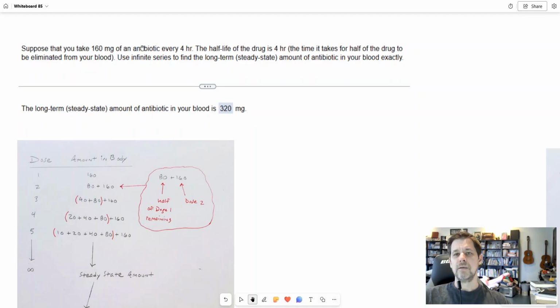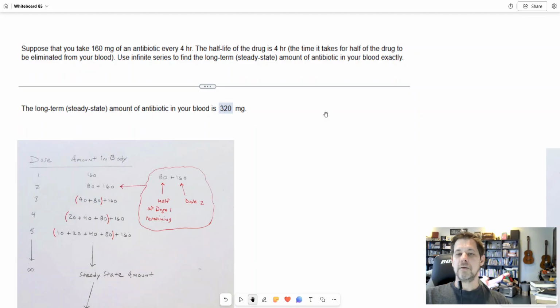Okay, so it says that we take a dose of 160 milligrams of an antibiotic every 4 hours, and the half-life of the drug is 4 hours. So by the time you take one dose, the dose you've already taken is such that half of it remains circulating in your body. Okay, so I might say I take this first dose of 160 milligrams, and in 4 hours, among that pill I swallowed, among 160 milligrams of antibiotic that I consumed, 80 milligrams of it is still circulating around. So question is, can you find the long-term steady state amount in your blood?